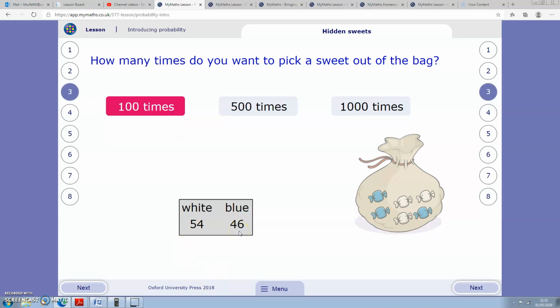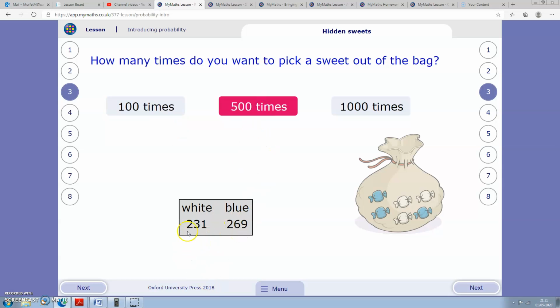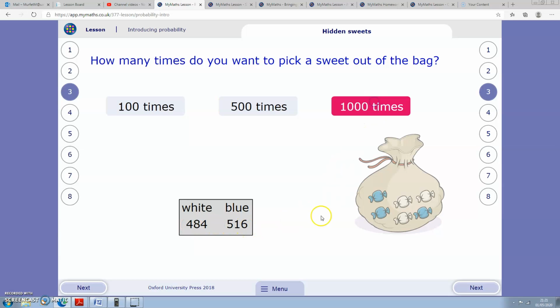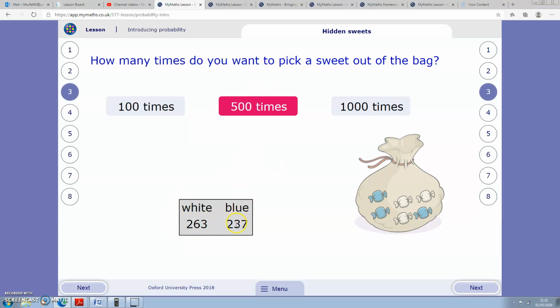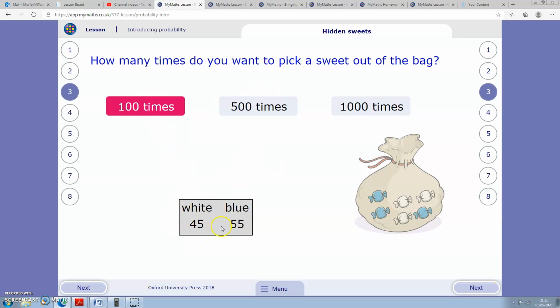54 to 46. 231 to 269. 484 to 516. So again, you can see it varies however many times you're picking it out of a bag. And again, we would expect to see that 500, 500. 250, 250. 50, 50.